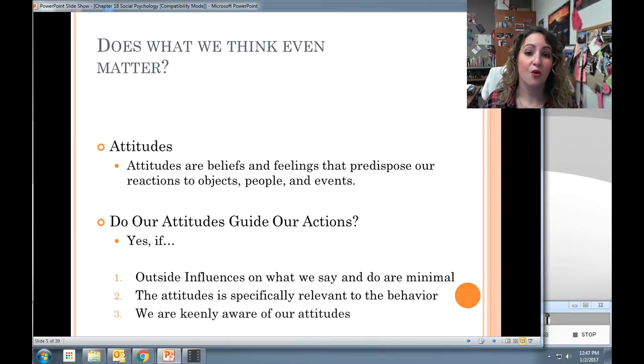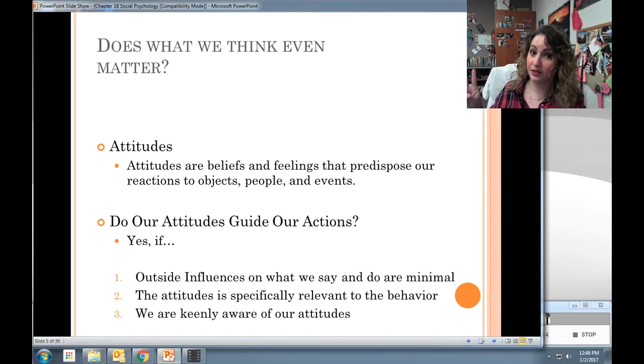And that we're keenly aware of our attitudes. If you don't know what your attitudes are about a certain thing, if you don't have feelings about a certain thing, how is it ever going to guide your actions? If you don't have an opinion, how are your opinions going to guide what you do if you don't even know what your opinions are? So believing a certain thing will only affect you if there's no pressure for you to go against it.